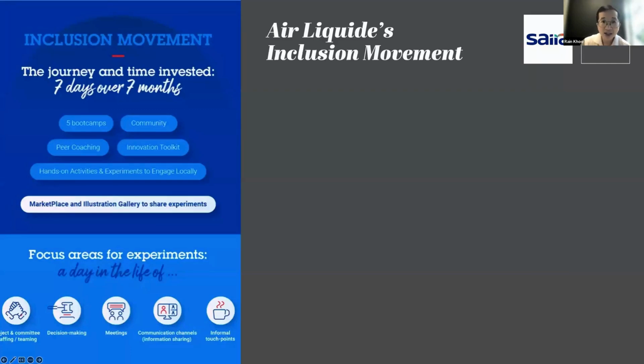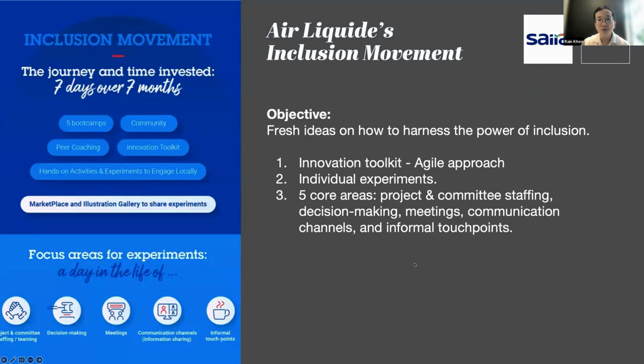We are looking at an initiative from Air Liquide that's called the Inclusion Movement. What's this? They created Inclusion Movement to generate fresh ideas on inclusion. They were aiming to create a viral effect. They wanted their employees to have fun and feel engaged. So the team came up with an innovation toolkit. They deployed this through 5 bootcamps. They used an agile approach by empowering individuals to create their own inclusive experiment, community learning, peer coaching.